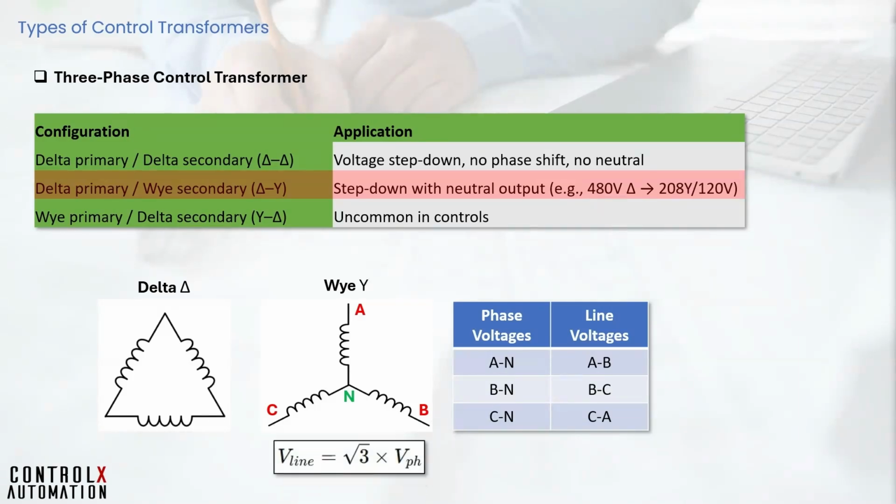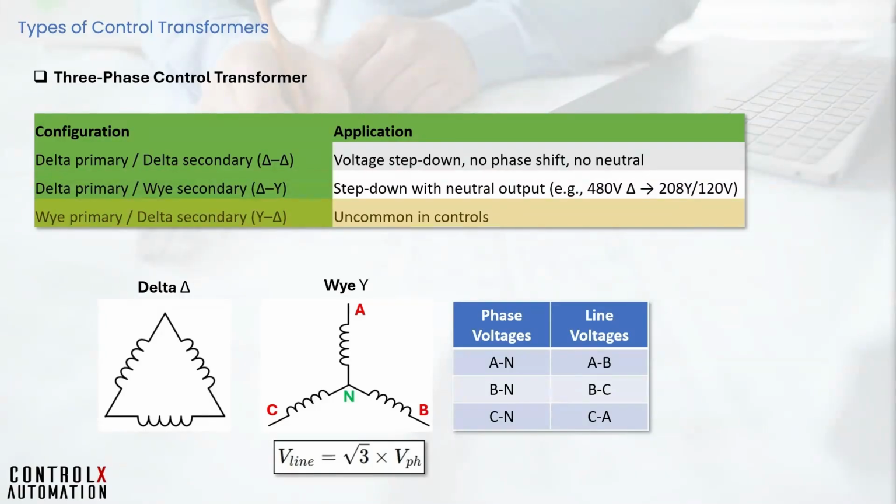This equation shows a relationship between the phase voltage and line voltage in a three-phase system with a neutral. The line voltage is always higher than the phase voltage by a factor of square root of 3. If you're curious about the physics behind this equation and where that square root of 3 comes from, let me know in the comments below and I can cover that in a separate video.